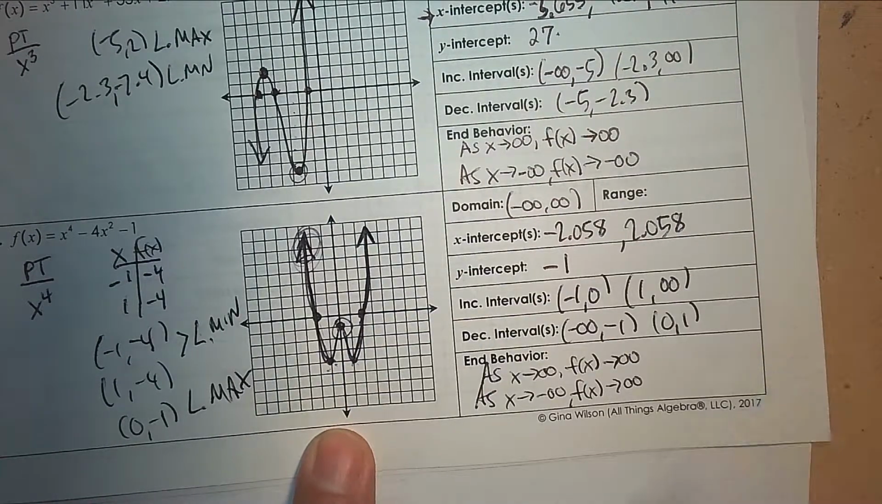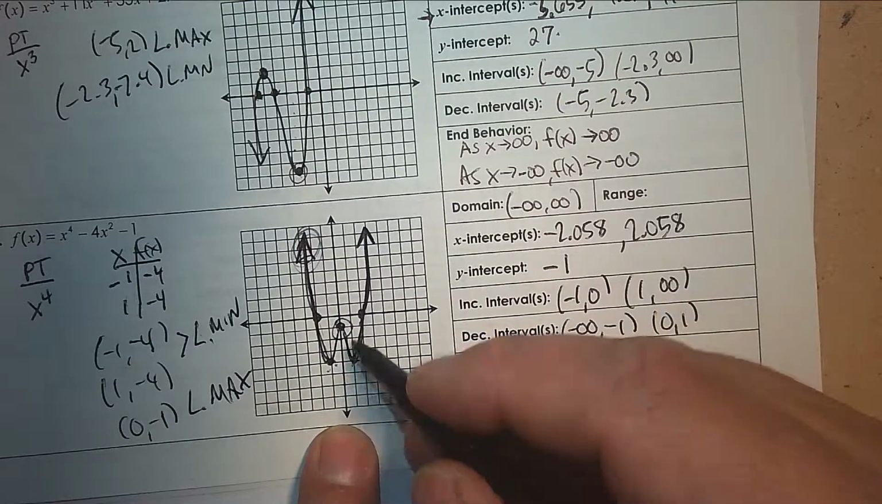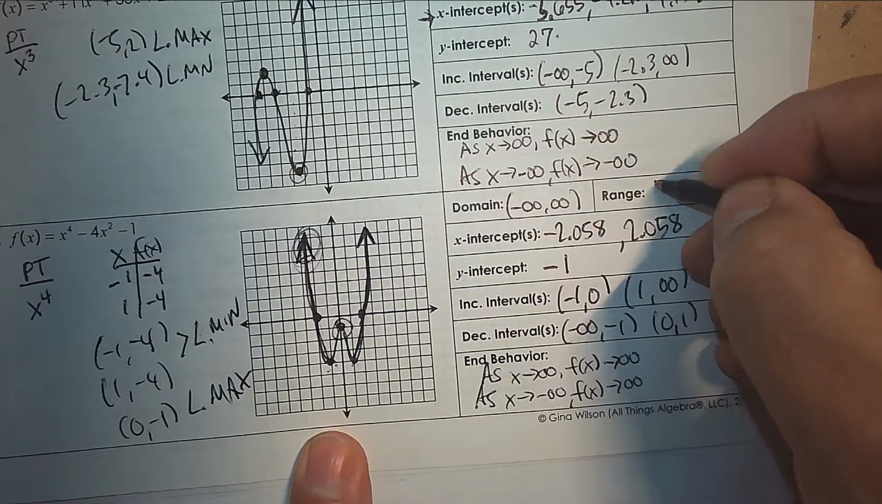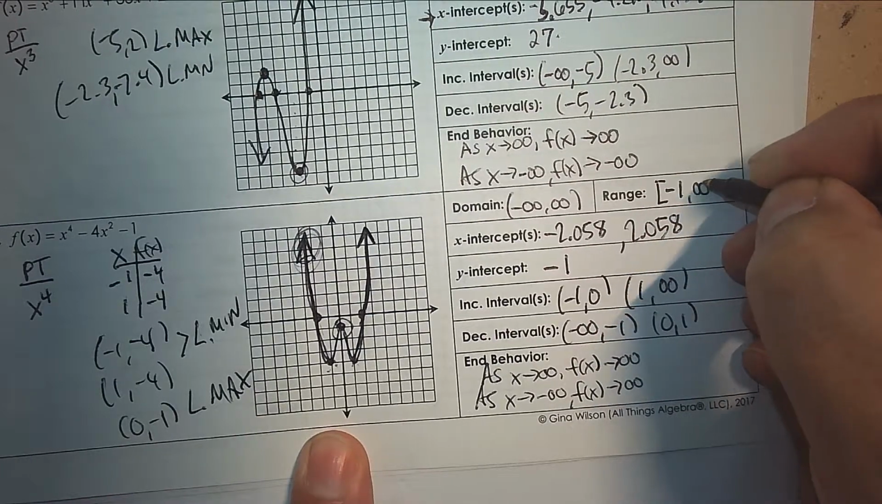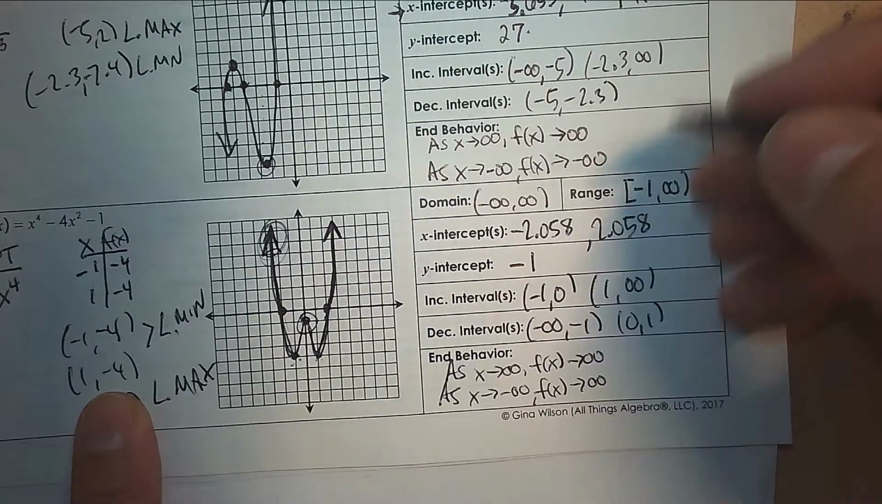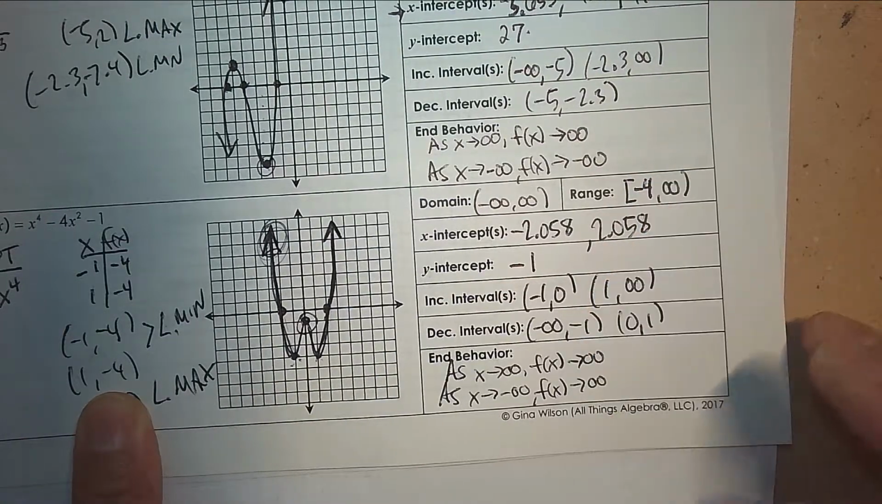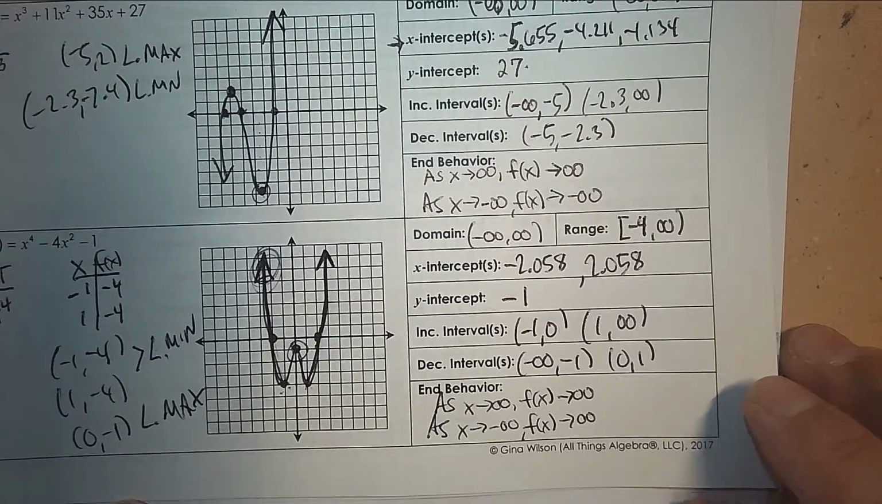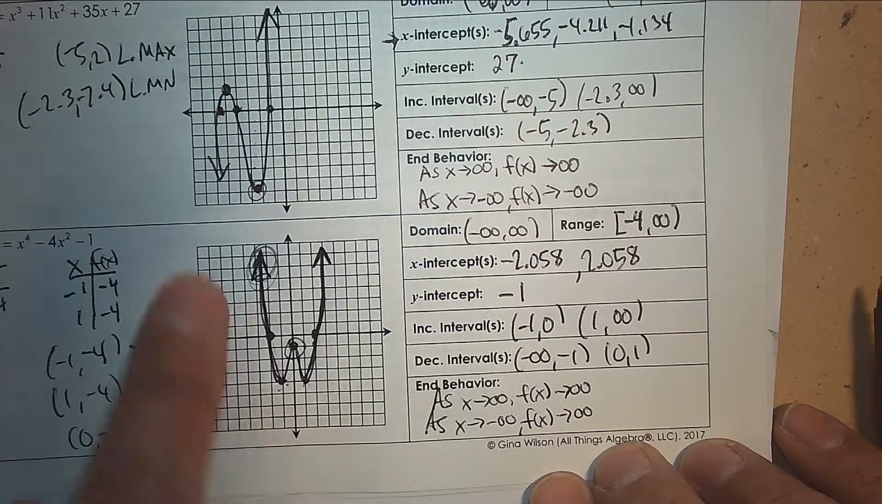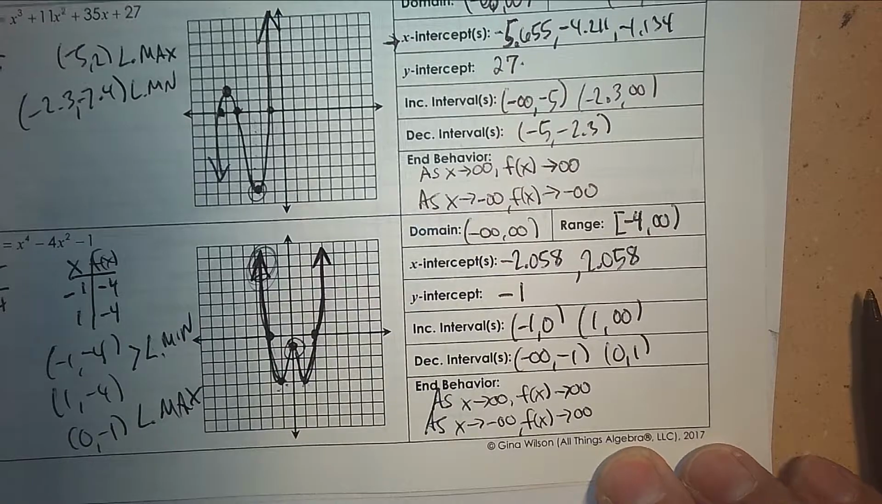So what would you say the range is now? What's the bottom y value on our graph? The bottom y value, not -1, but -4. So the bottom of our graph is -4, and it goes up to infinity.